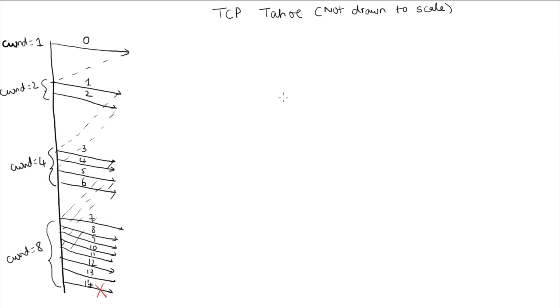TCP is a byte-oriented protocol. It works with bytes as sequence numbers, but for simplicity of explanation, I'm just going to use the sequence numbers to represent packets. So to begin with, you start with a CWND of 1, thereby you could transmit 1 packet. And now when an ACK for this comes, you increment the CWND by 1, which makes it 2, thereby you can transmit 2 packets. And when the ACKs for this come, you increment CWND.